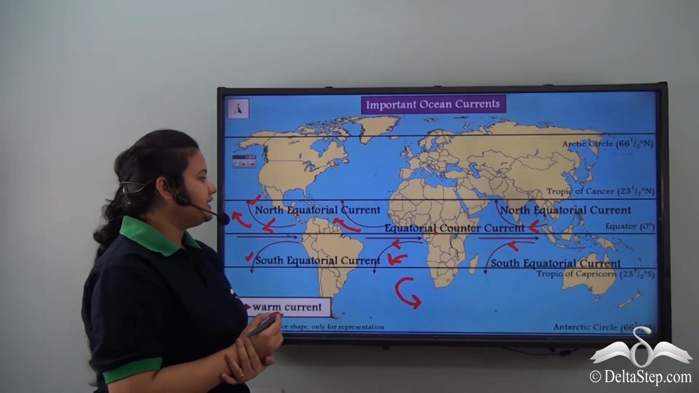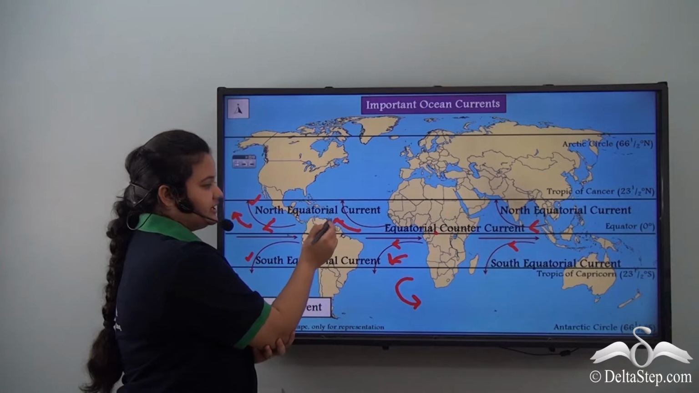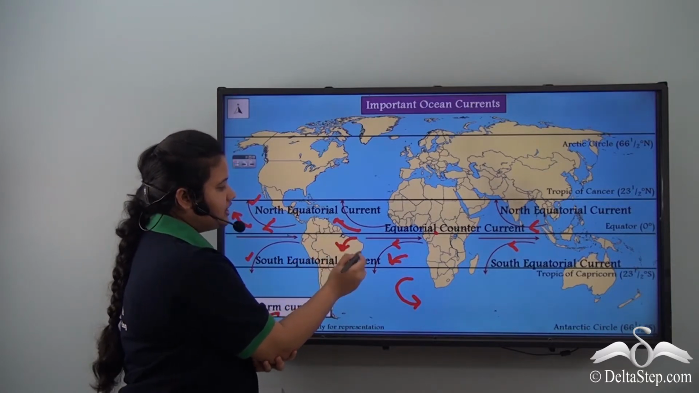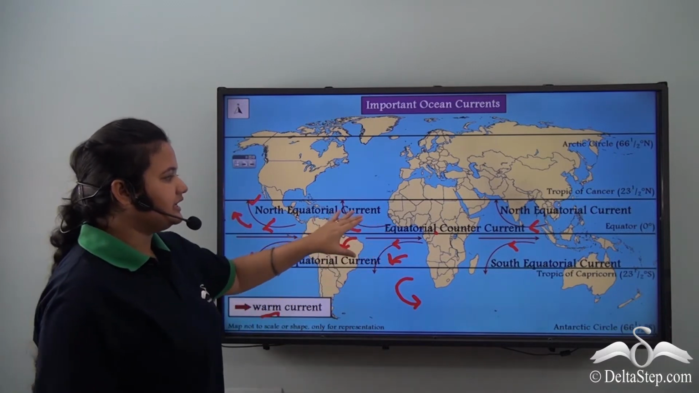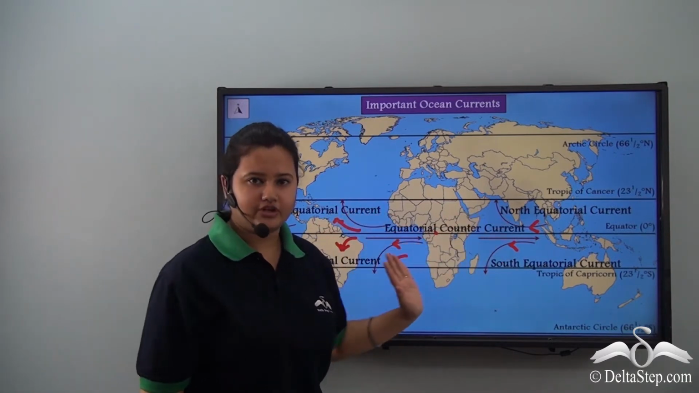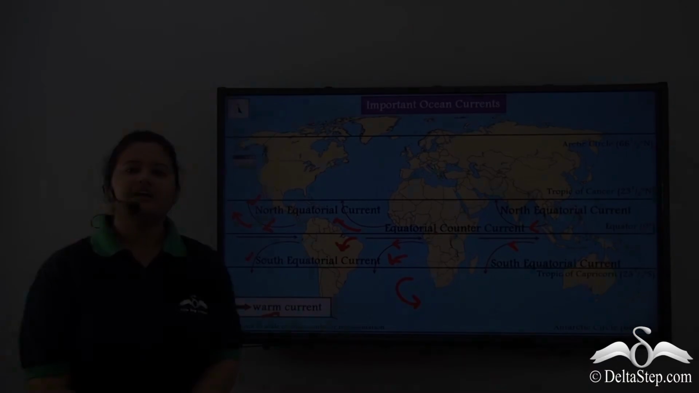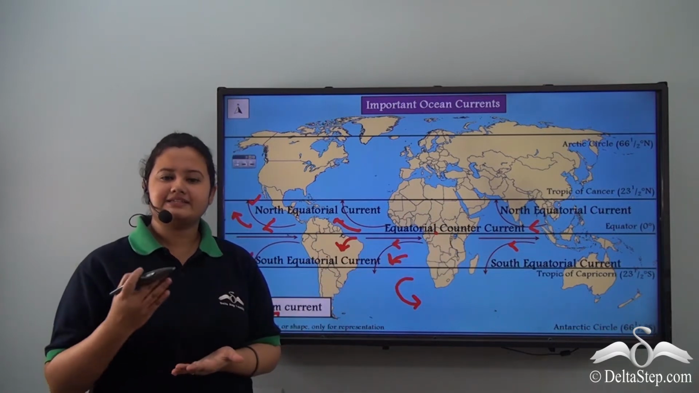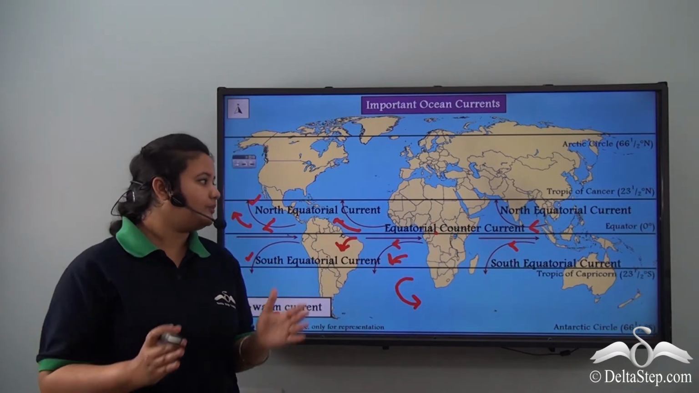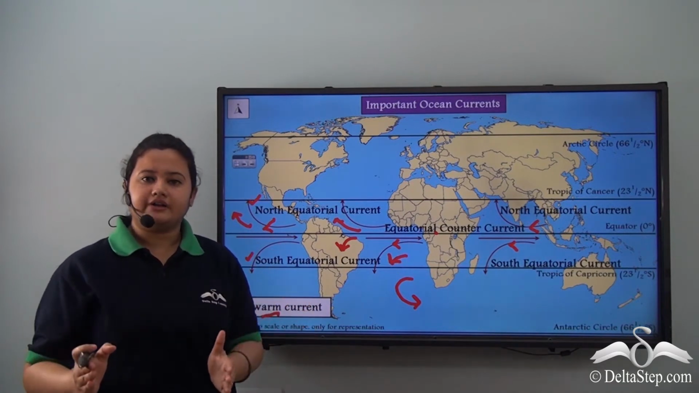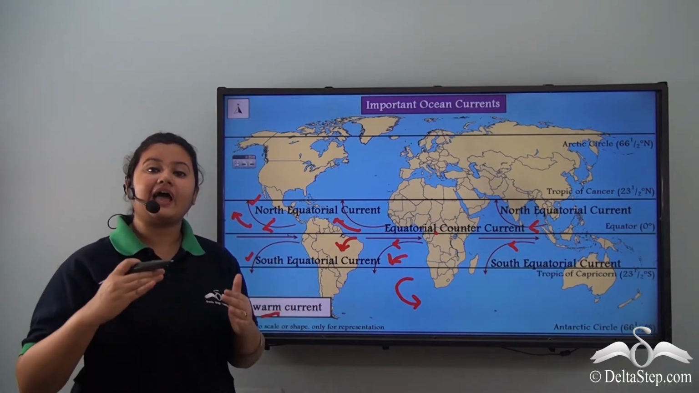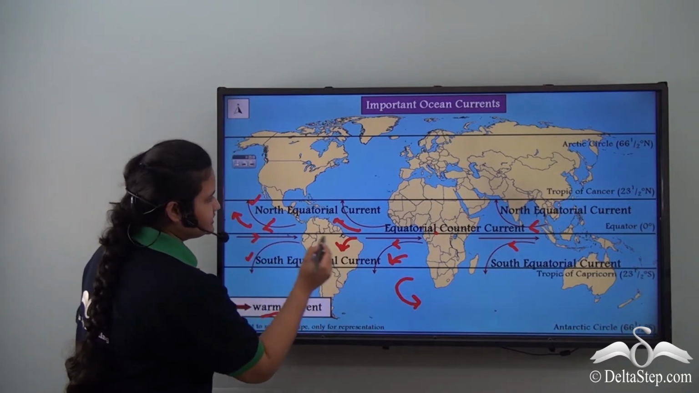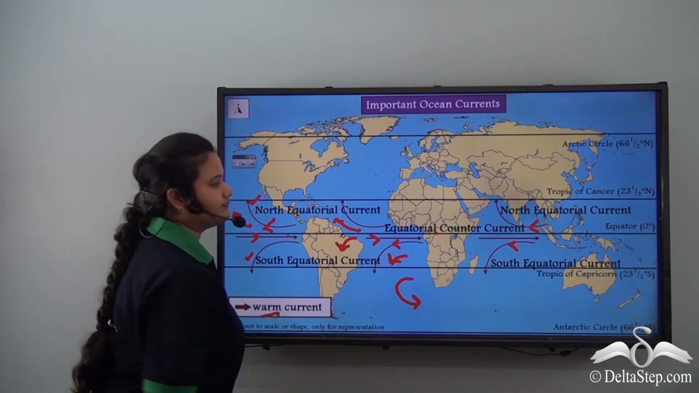Now you see that the north equatorial current is deflecting to the right and the south equatorial current is deflecting to the left. So a gap is created at the equator at every point across the globe. So a vacuum is created in the equatorial region. To fill this gap or to fill this vacuum, the equatorial counter current travels or moves in the opposite direction, that is from west to east. See, from west to east.